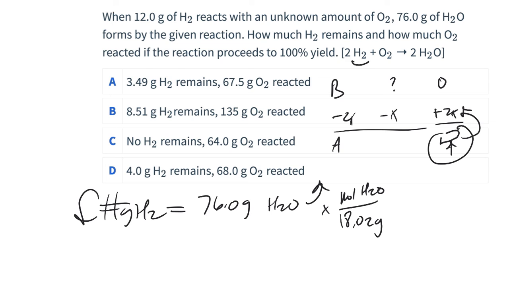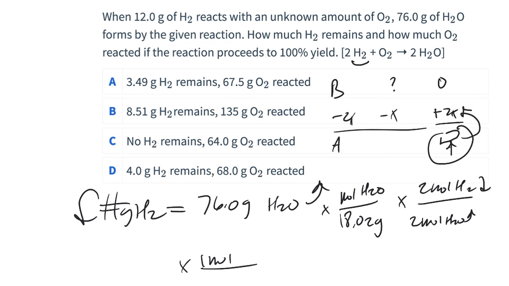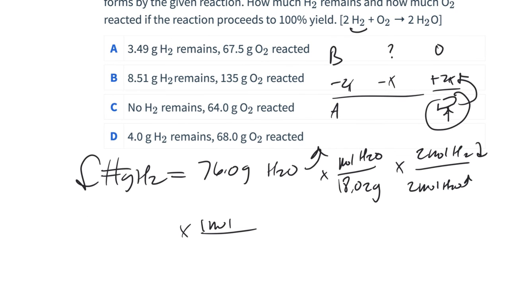So I just use the molar mass of water, 18.02 grams per mole. For every 2 moles of water that are produced, we need 2 moles of H2 to react with it. So 1 mole of H2 in the denominator, the molar mass, 2.016 grams.